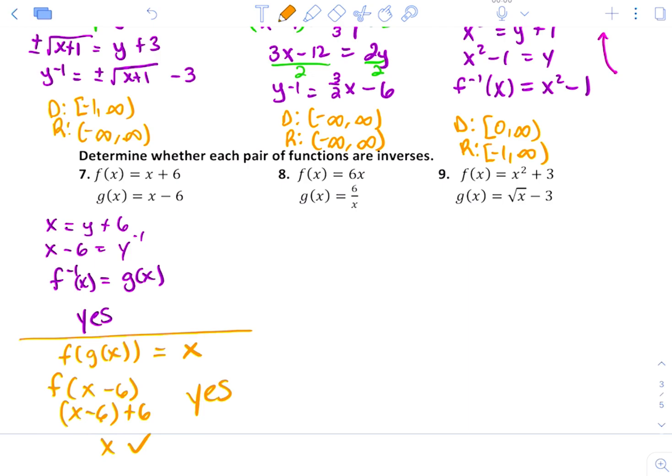Okay. So I would like you to go ahead and pause the video and see if you can determine if these sets are inverses of each other using either of these methods. I personally don't care which way you determine if they're inverses, but you do need to show some type of work. And I will show both ways, so that way you can check your work for each of these depending on which way you do it.